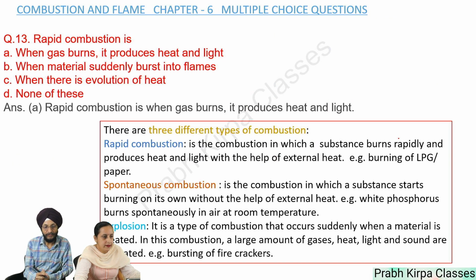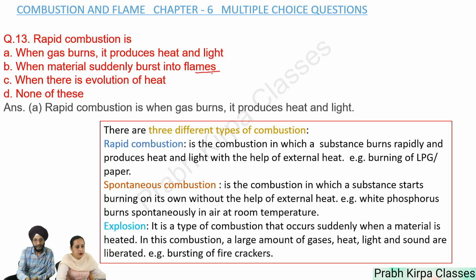Next, question number 13. Rapid combustion is A. When gas burns, it produces heat and light. B. When material suddenly bursts into flames. C. When there is evolution of heat. D. None of these. So answer is: rapid combustion is when gas burns, it produces heat and light.